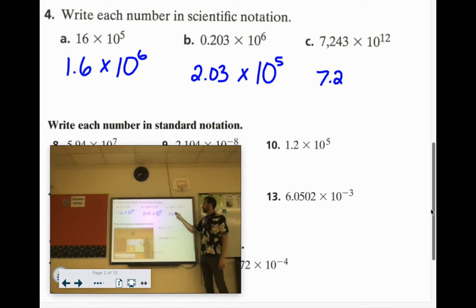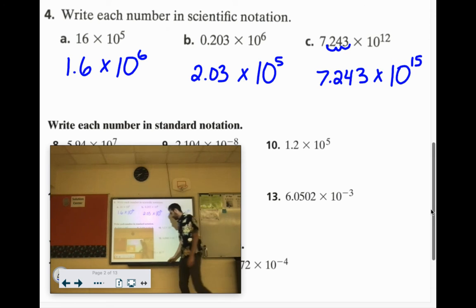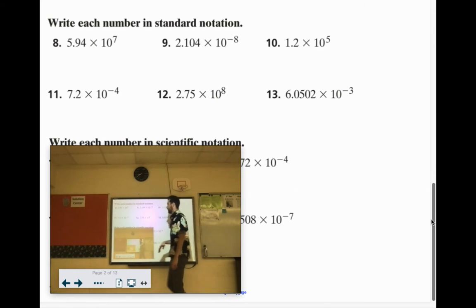7,243 should be 7.243. We had to make it smaller 3 times. So we'll make the exponent larger 3 times. 12 plus 3 is 15. Let's add more down here.